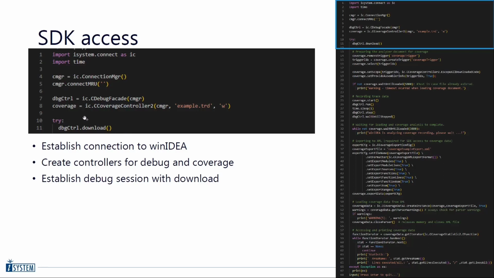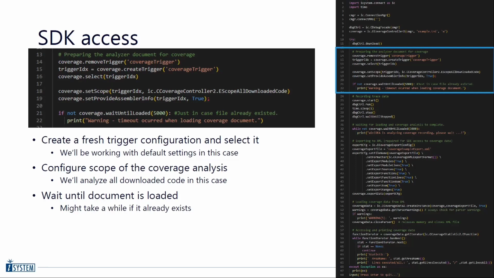And then to begin everything, we will establish a debug session by performing a download. As you can see here on the right, I have written an example script that we'll be going through together chunk by chunk. And next we need to create a fresh trigger configuration and select it. This is in lines 14 to 16.